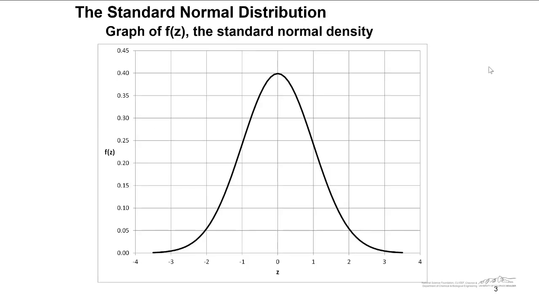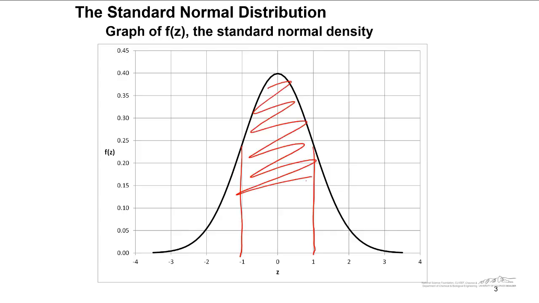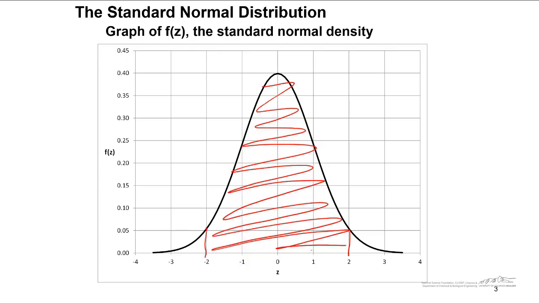The standard normal distribution, again, the standard deviation is 1, the mean is 0, and what that means is that about 68% of the standard normal distribution lies between -1 and 1. That's within 1 standard deviation of the mean. 95% of the distribution lies between -2 and 2, within 2 standard deviations of the mean, and 99.7% lies within 3 standard deviations of the mean.